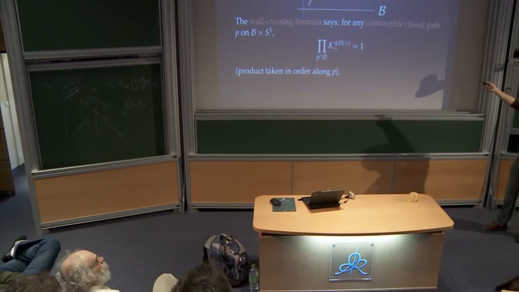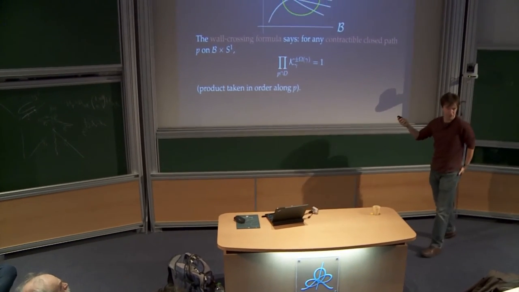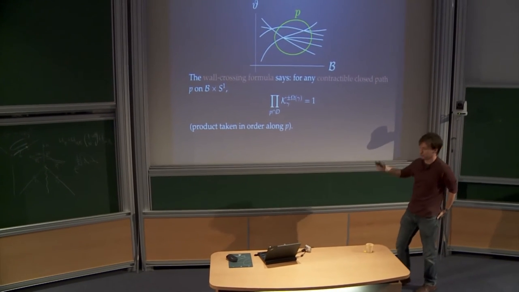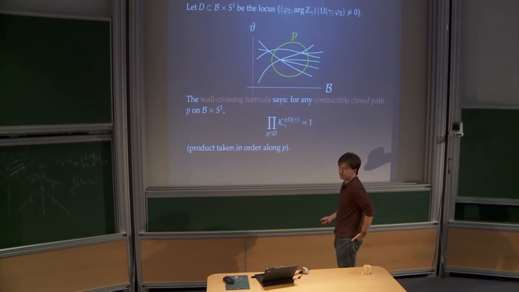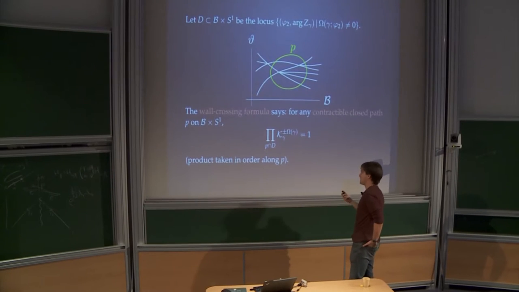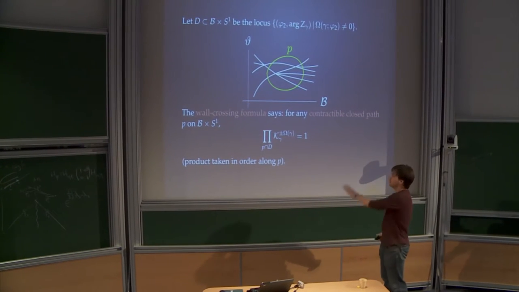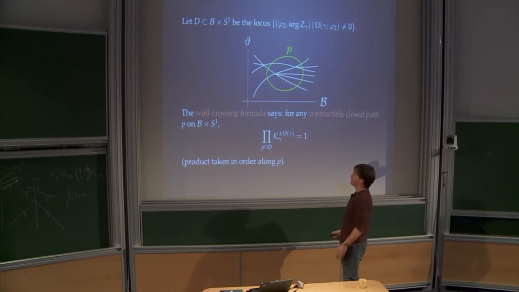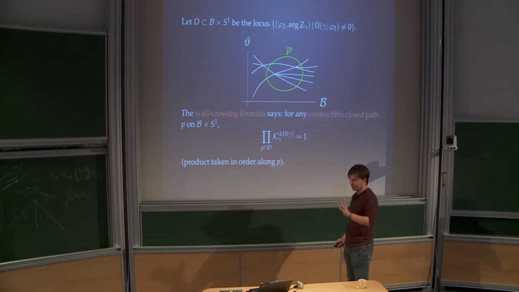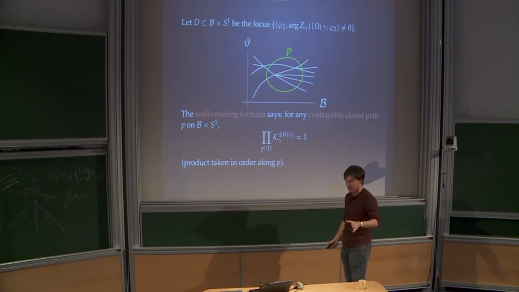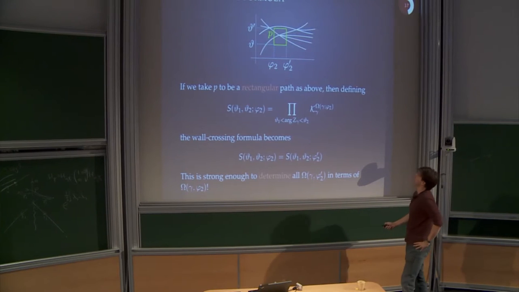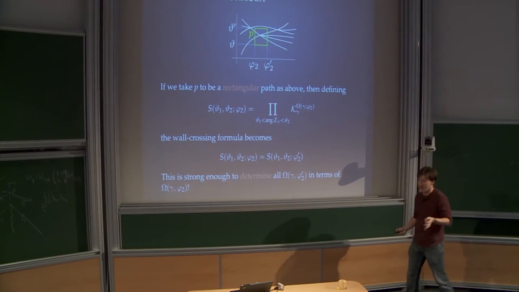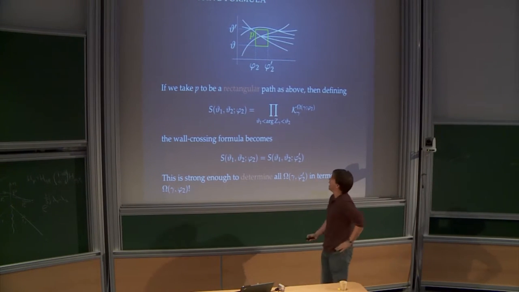So here is at least a formula. It's not clear yet why this is a wall crossing formula, but here's a condition which you could put. It's not a condition, it's a fact. It follows from previous definition. Here's a formula, which indeed follows from the previous definitions, but in a very non-obvious way. So let's see why is this actually a wall crossing formula?